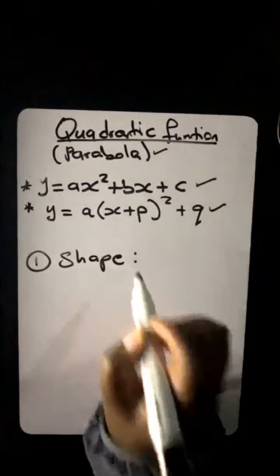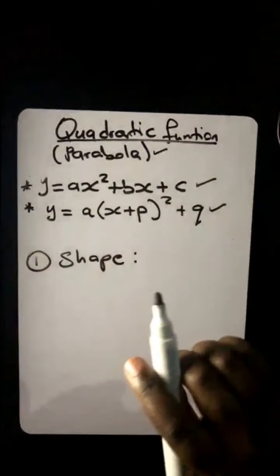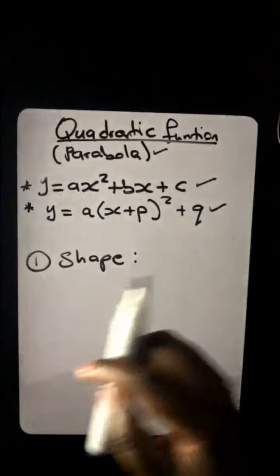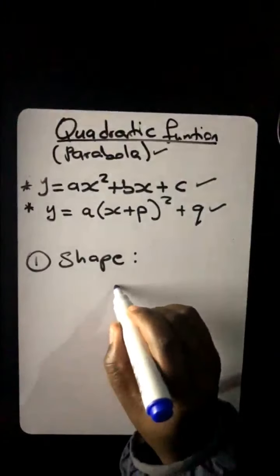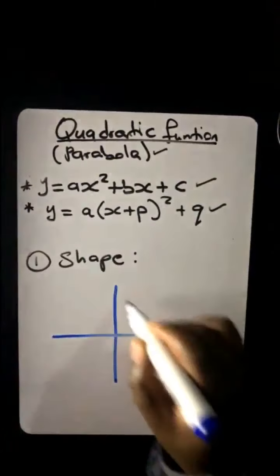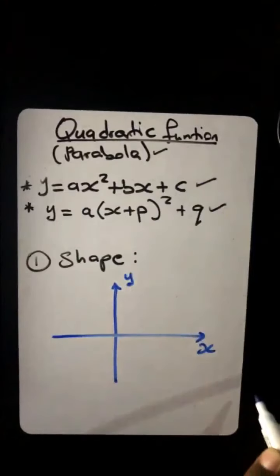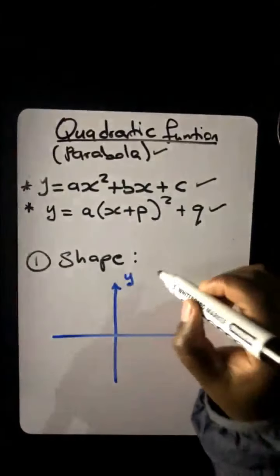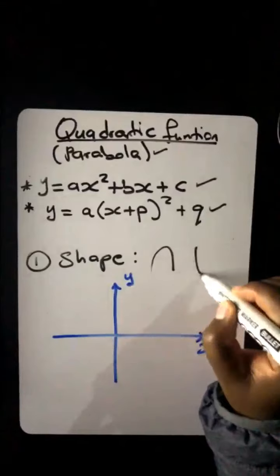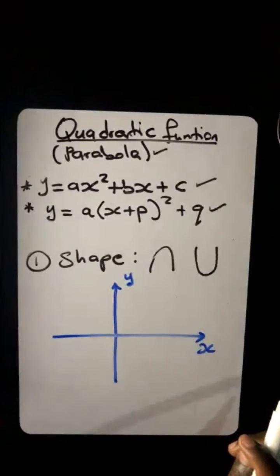I want to make sure that you all understand the shapes of a parabola. So remember, guys, let me just draw a Cartesian plane over there using a different marker. Obviously these functions or graphs are drawn on a Cartesian plane where you've got the x-axis and the y-axis. A parabola could be in that shape or that shape. So it's only in two shapes.